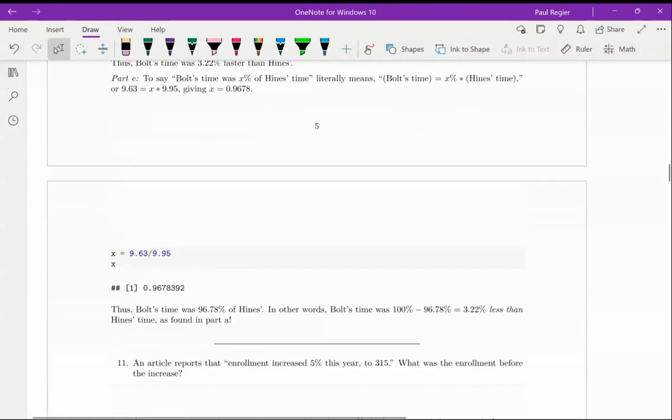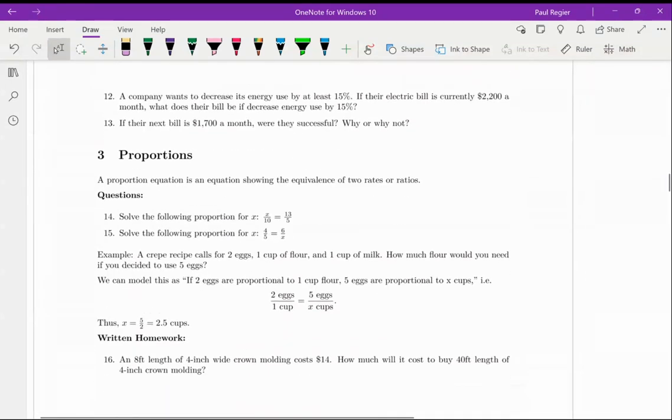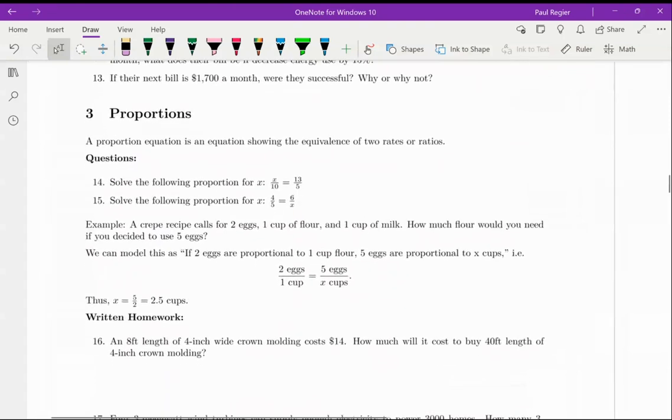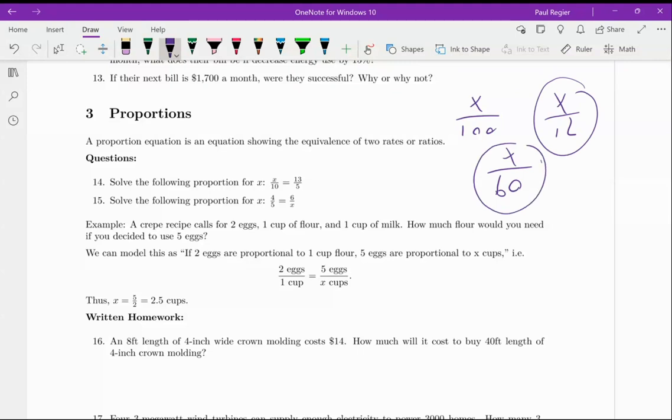Okay, so the last little topic, it's kind of just one that falls in here nicely, is proportions. You'll notice a percent is a proportion, but I could have any kind of proportion. I could have something over 100, I could have something over 12, something over 60. This would be like hours in a day, minutes in an hour. So proportions are used for comparing lots of things.